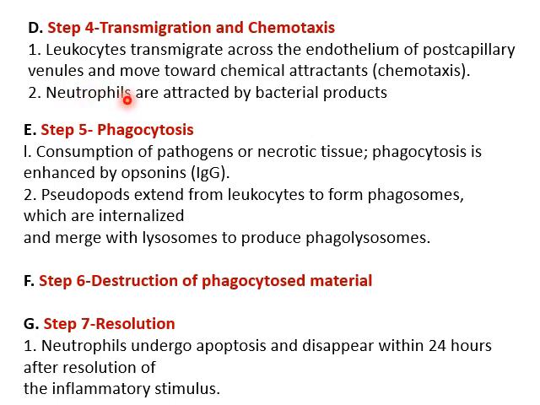Neutrophils are attracted by bacterial products. What could attract the neutrophils or the leukocytes? It could be bacterial products, a byproduct of the bacteria, not the bacteria itself. After we get the neutrophils or leukocytes attracted to the place where the bacteria exist, step number 5 happens, which is the phagocytosis. Phagocytosis is the consumption of pathogens or necrotic tissue. Phagocytosis is enhanced by opsonins, which include the antibody IgG.